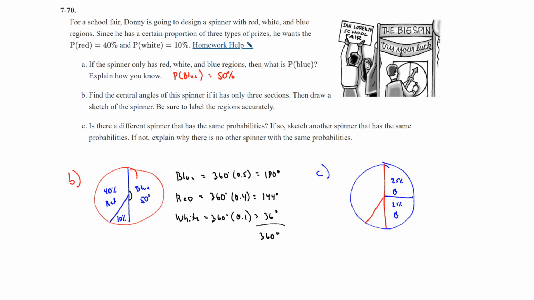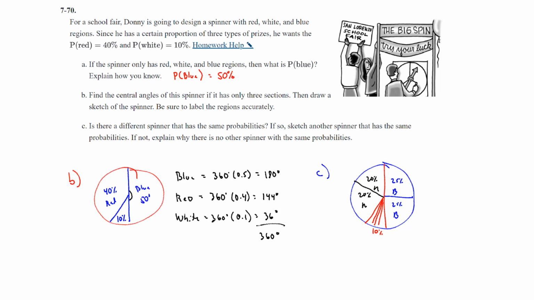Same thing with the rest of them. You could take white and break it up into 4 different regions, but they all still have to be 10%. And then the same thing for the red, 40%, but you could split it up into more than one section and say, okay, I'm going to take this and break it up into 2. We'll do 20%, 20% for red. But once again, still the same ratios that you have for the other spinner.